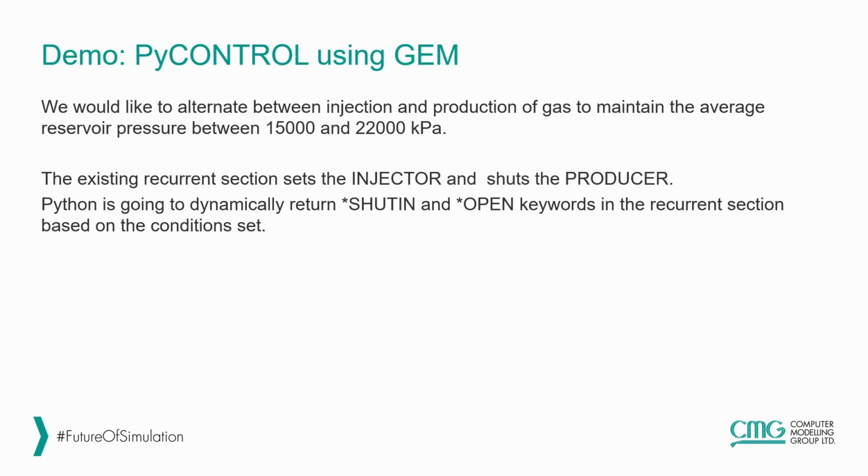Let's have a look at the demo. The first one, I'm going to use PyControl to control injection and production in a GEM data set. It's a very simple data set. We have two wells. The injector is open and constantly injecting. The producer is currently closed, and we want to use PyControl in order to open and shut these wells and maintain the average sector pressure, average field pressure between 15,000 and 22,000. So let's go into PyControl and have a look.